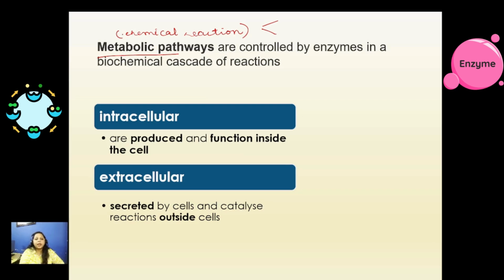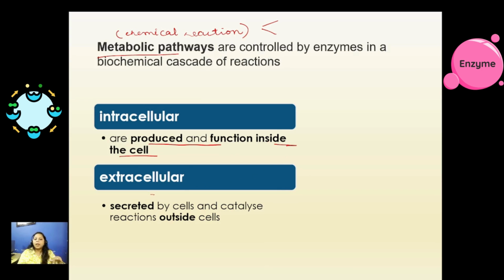Now what is meant by intracellular? It means they are produced and function inside the cell. For example, the mitochondria is the powerhouse of the cell. But how does it generate power? Just because of chemical reactions, because they generate ATP in our body through aerobic respiration. So those enzymes are produced inside the cell and used inside the cell.